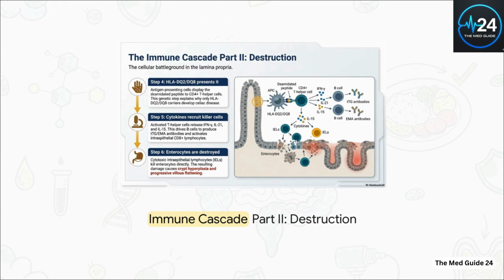Antigen-presenting cells display this altered peptide specifically to CD4+ T helper cells using HLA-DQ2 or DQ8. This genetic step is absolutely vital to understand, guys, because it explains why over 95% of celiac patients carry those specific HLA-DQ2 or DQ8 genes. The T helper cells then unleash a massive storm of cytokines. We're talking interferon gamma, IL-21, IL-15. This cytokine storm drives B cells to produce the very tTG and EMA antibodies we measure in our labs, while simultaneously recruiting killer cells, specifically intraepithelial lymphocytes, to ruthlessly destroy our own enterocytes.